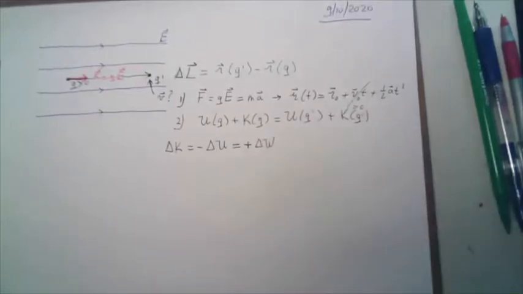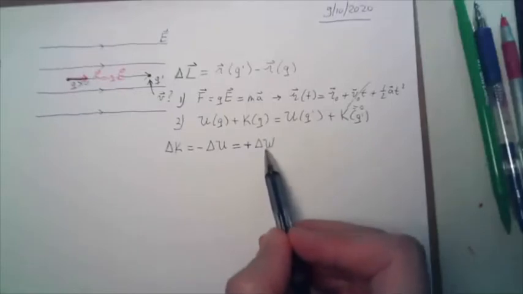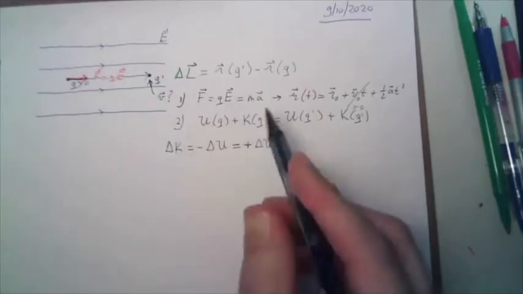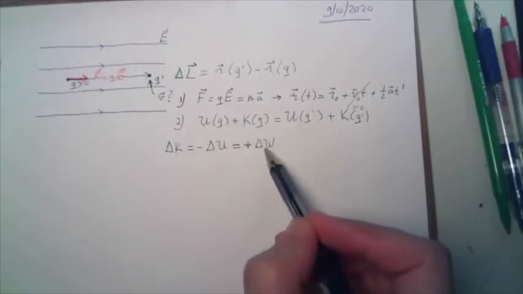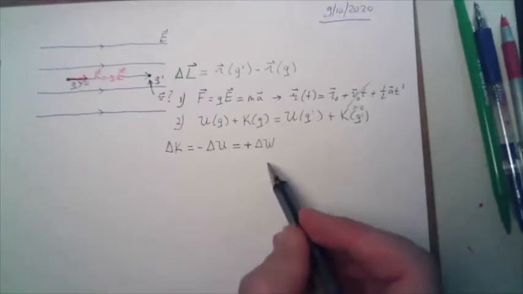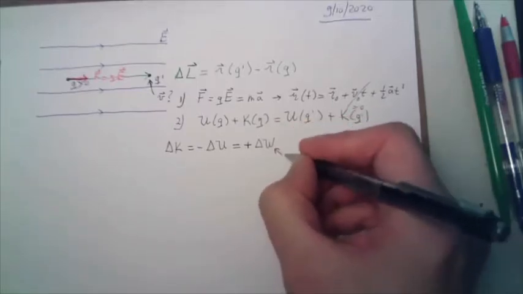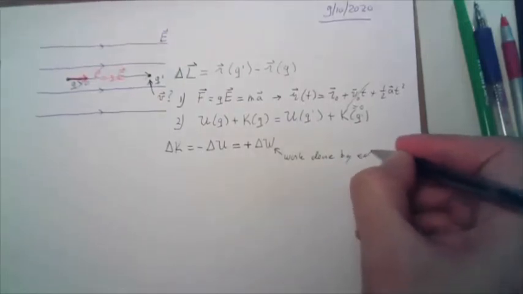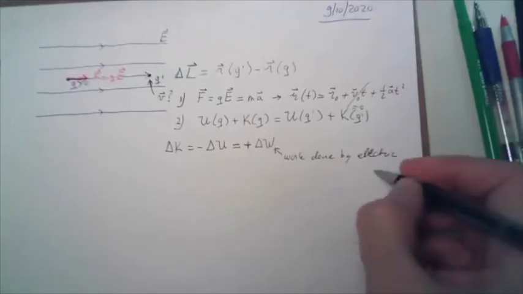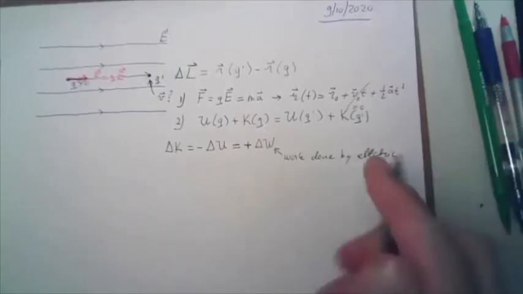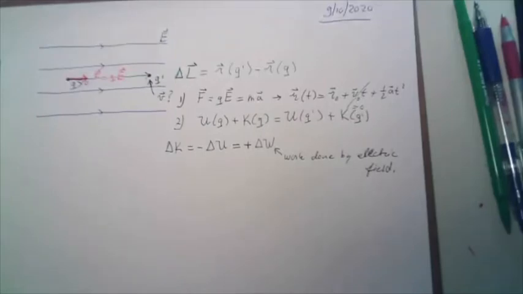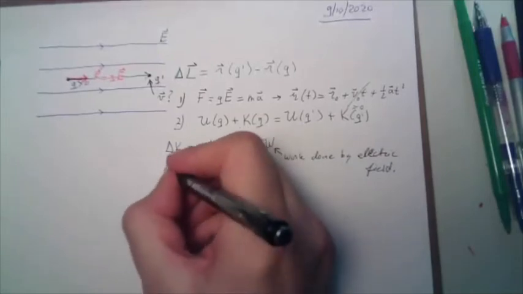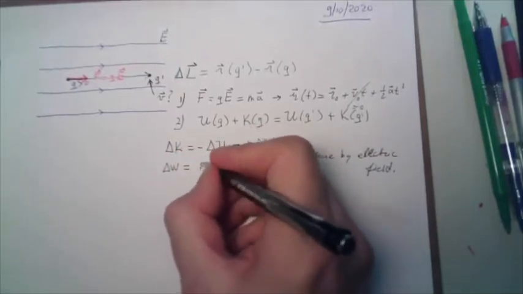And the work done here is the work done by the electric field. It's not the work done by us. For instance, if we were to move it in the opposite direction, we would be doing work against the electric field, and that would not be this delta W, it would be the inverse. So this is the work done by the electric field. And we know what that work is. The work is usually F times L.